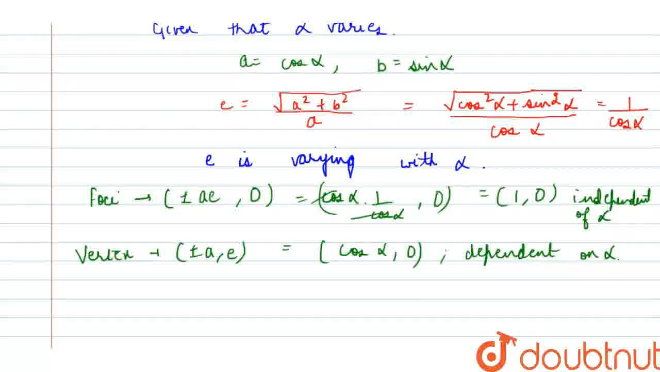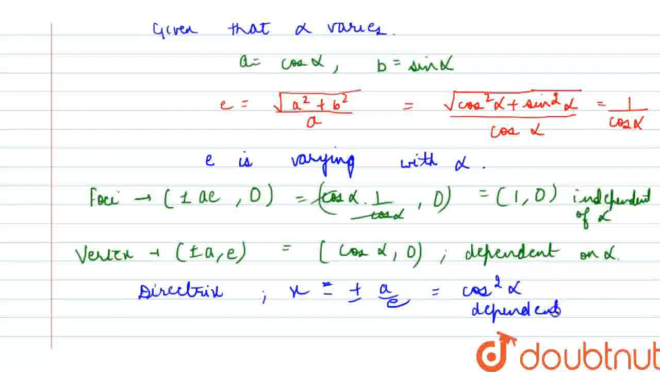Now we are left with the directrix. So let's have a look at the directrix also. We know that directrix for the hyperbola is given by x is equal to plus minus a upon e. So substituting the values, a is cos alpha and eccentricity is 1 upon cos alpha, so it would be cos square alpha. So it is also dependent on alpha.